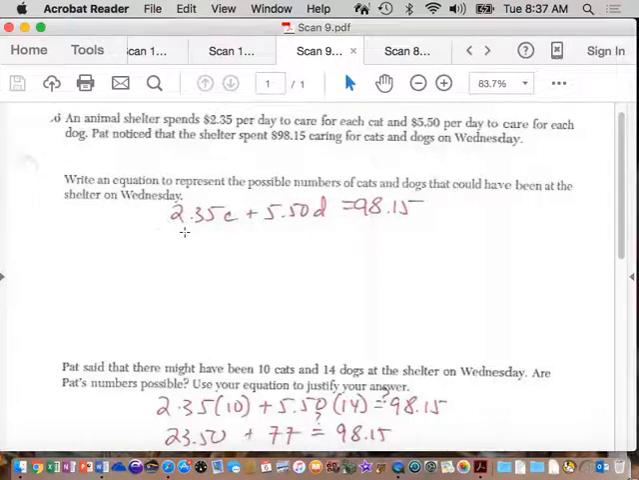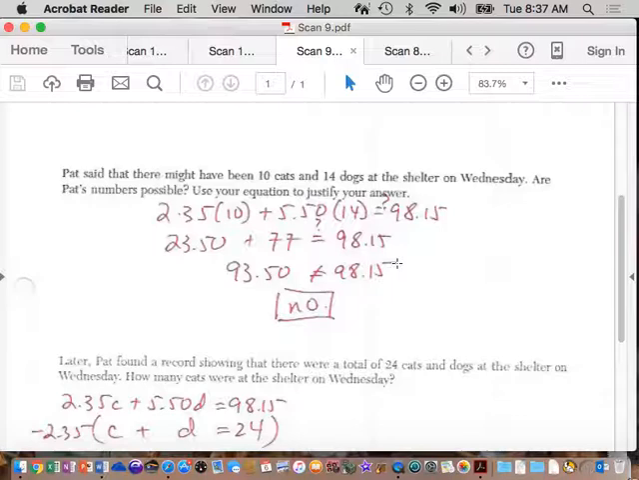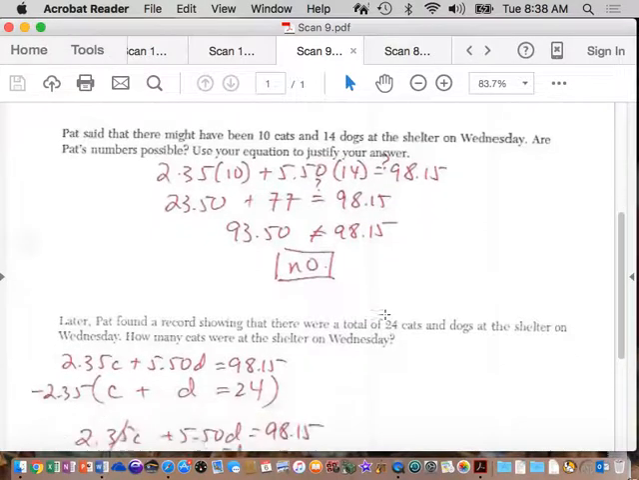Ready? This is yes or no. 2.35C plus 5.50D equals 9815. It's either right or it's wrong. Then they say, hey, guys, head in the game. Next, they say that on Wednesday they think there's 10 cats and 14 dogs. So you plug in the numbers, see if it checks. It does not check. So the answer is no. Again, it's right or it's wrong.